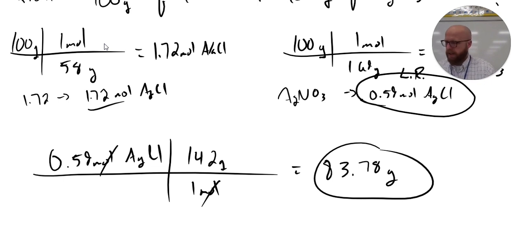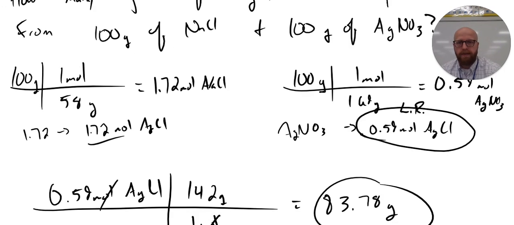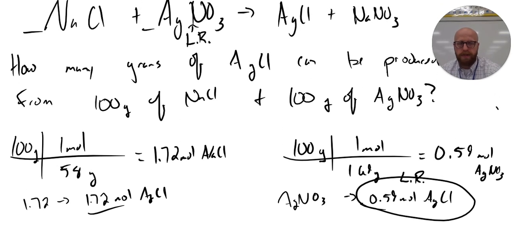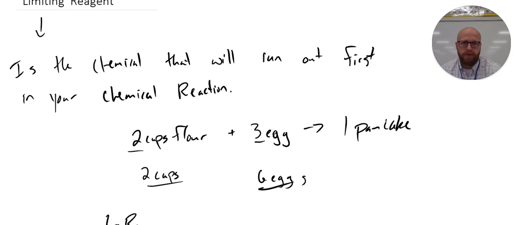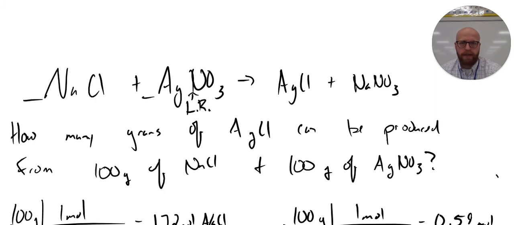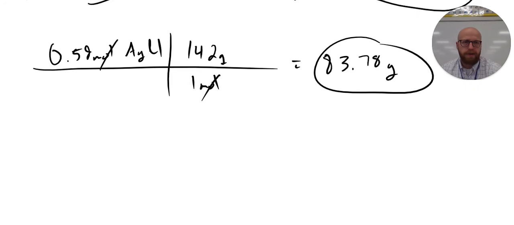Okay, recap real quick. Your limiting reagent is your chemical that runs out first, or can produce the least amount of product. So again, in this example, even though I had enough sodium chloride to produce 1.7 moles of silver chloride, I only had enough silver nitrate to produce 0.59 moles of silver chloride. So silver nitrate would have been my limiting reagent. You've got to compare them through moles, and then your limiting reagent determines how much product you can make.